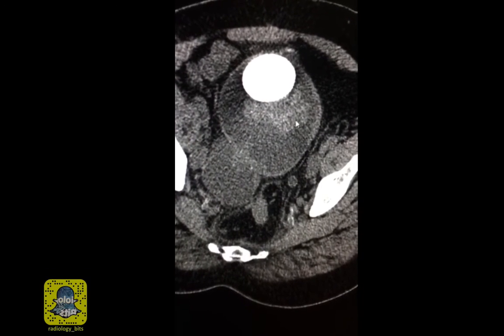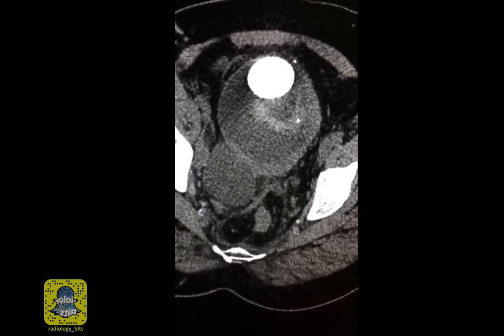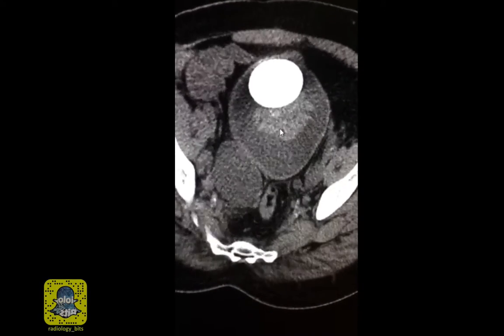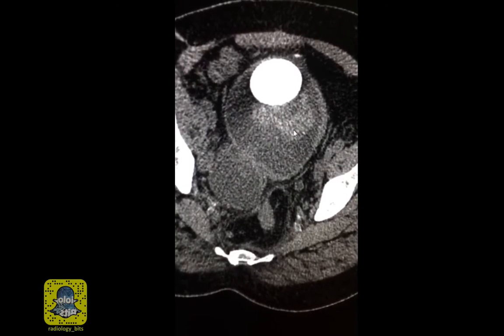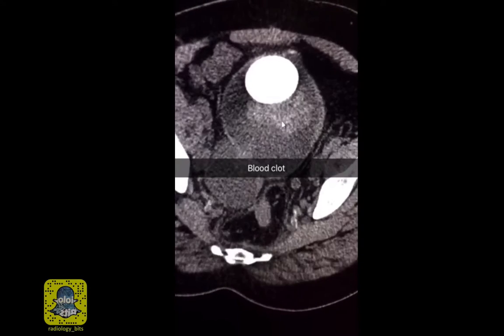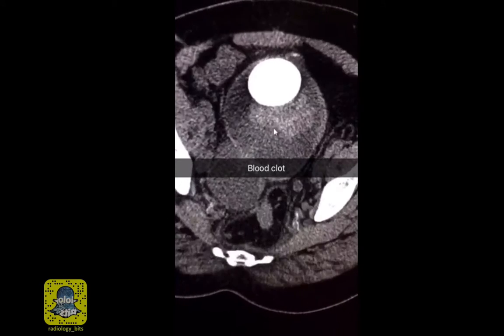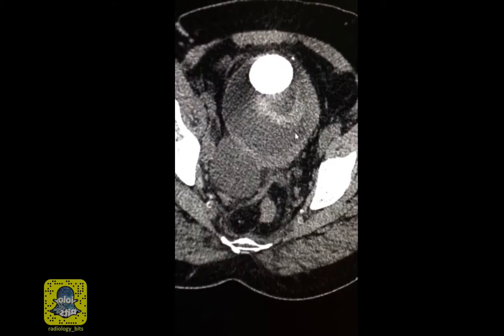There's this relatively less dense material within the urinary bladder that's separated from the wall. And as we learned from previous clips, acute blood clots appear relatively hyperdense without contrast. And this is consistent with an acute clot in the urinary bladder due to the patient's hematuria.